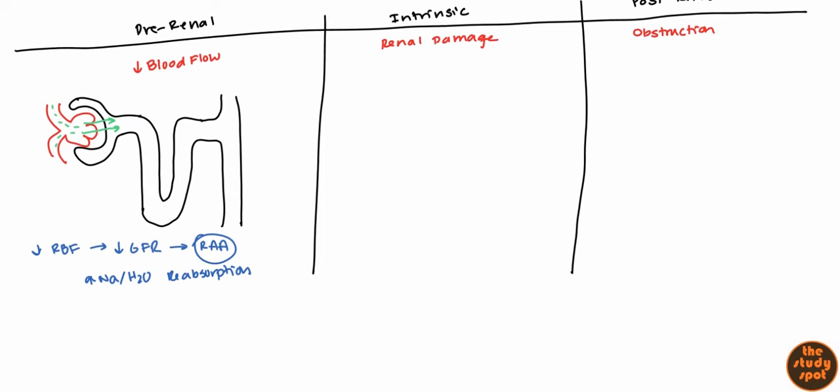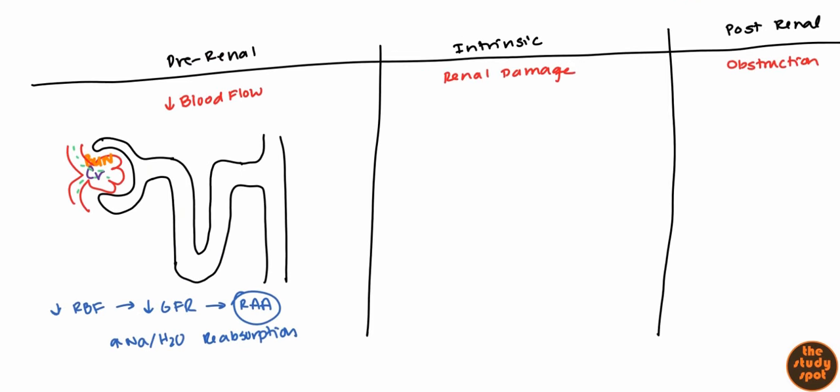Now, not only are sodium and water affected, but some of the other solutes are also affected, because reabsorption in general just increases. So one of the markers for glomerular filtration rate is going to be creatinine. They both are markers for glomerular filtration rate, but they're a little different.